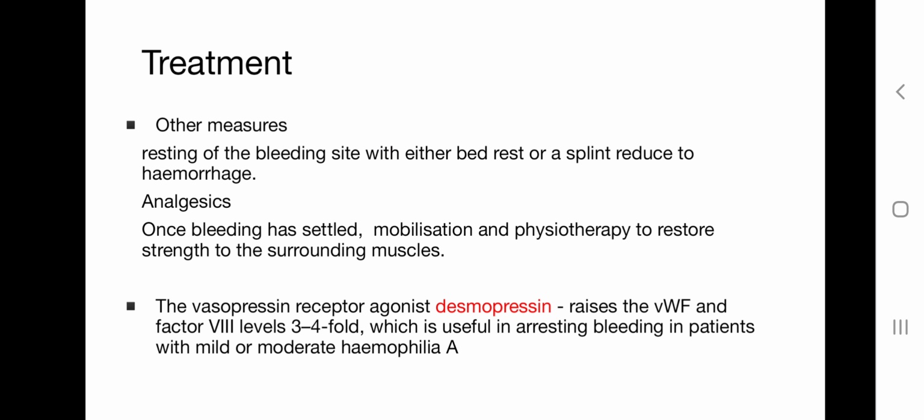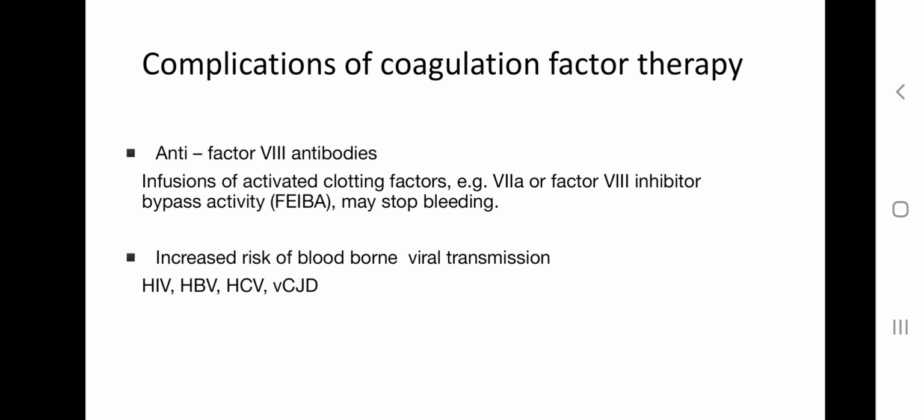Another modality of treatment is a vasopressin receptor agonist, desmopressin. Now desmopressin raises the von Willebrand factor and factor VIII levels 3 to 4 fold, which is useful in arresting bleeding in patients with mild or moderate hemophilia A. So, it is not of much use in severe hemophilia A, where you have to go for a factor VIII concentrate. But in mild and moderate hemophilia, desmopressin can be given because it raises the von Willebrand factor and factor VIII levels by 3 to 4 folds, thus arresting the bleeding.